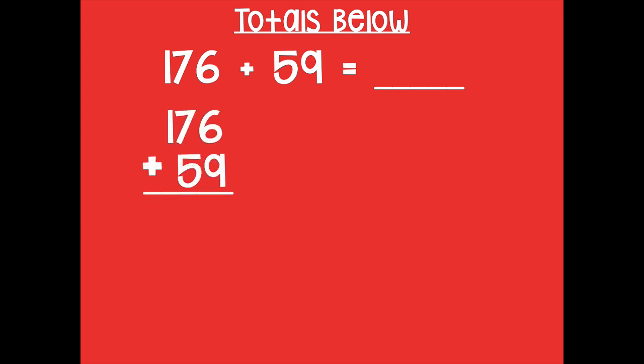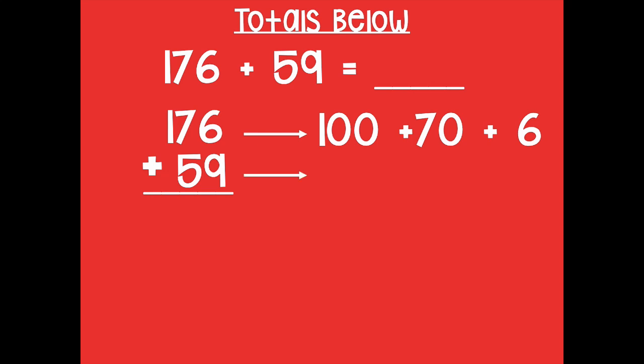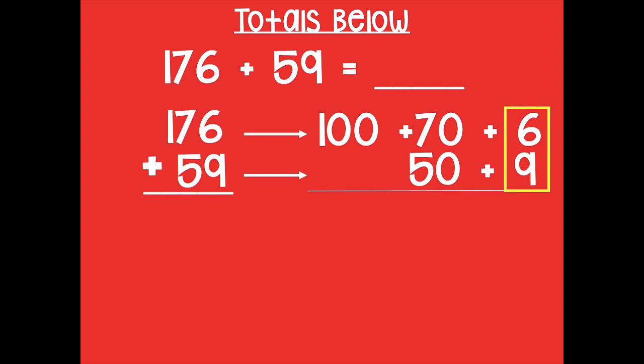So here we're going to rewrite it vertically, and then we are writing them in expanded form. So 176 is the same as 100 plus 70 plus 6. Then we move to our 59, and that in expanded form is 50 plus 9. Okay, so when we come over to here, we add our totals. So in the ones place, 9 plus 6 equals 15. So we move that total below right here. Then we move to our tens place, which is 70 plus 50.